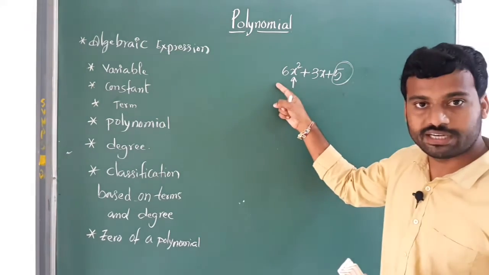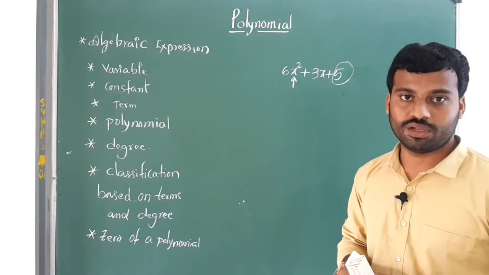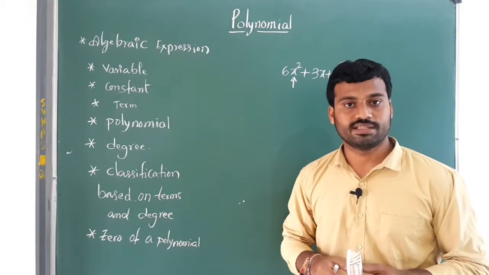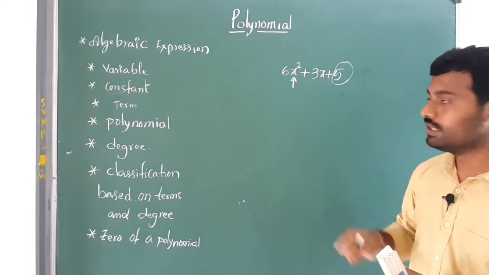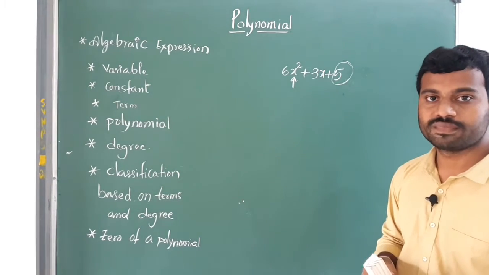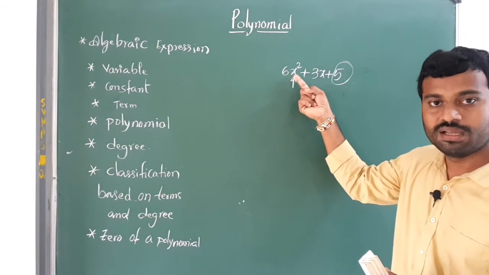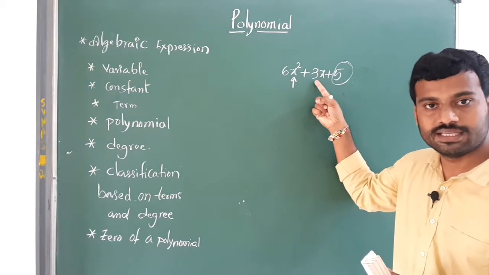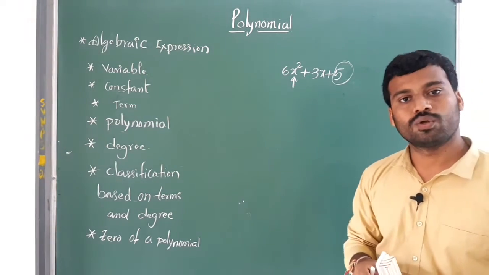So, these three are constants, but here 6 and 3 are the coefficients. Sometimes they will ask, what is the coefficient of x square, or of x? Here 6 is the coefficient of x square, and 3 is the coefficient of x. Clear? This is the algebraic expression. In this, x is the variable, 5 is the constant, 6 is the coefficient of x square, and 3 is the coefficient of x. In general, 6 and 3 are coefficients.